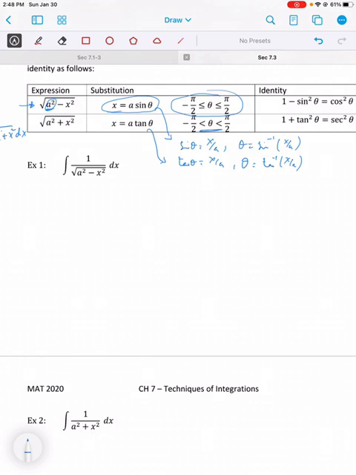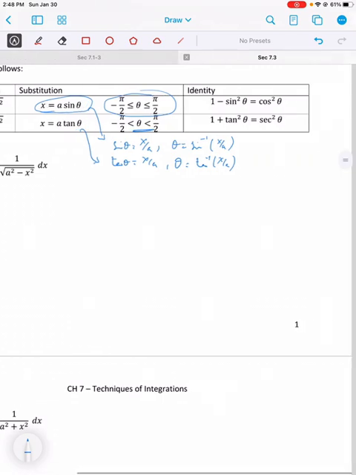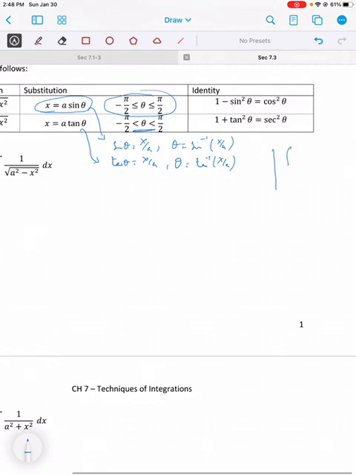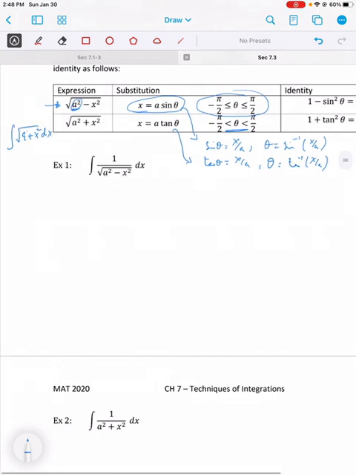So let us look at the first example. If we have 1 over square root of a squared minus x squared. Now recall that if we have 1 over square root of 1 minus x squared dx, then the integral is sine inverse of x. But now instead of 1 we have a squared. So how will we find the integral of this quantity? Well, we make that substitution, x is equal to a sine theta. So this gives us dx is equal to a cosine theta d theta.